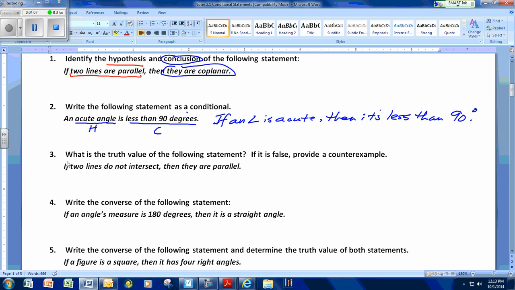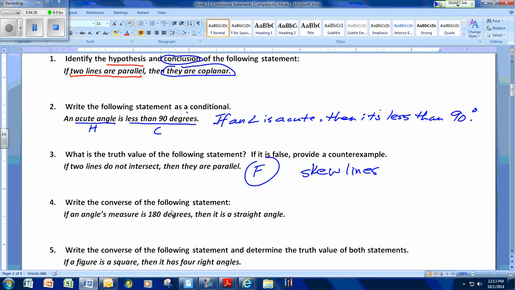Okay, next, number three, what is the truth value of the following statement? If it's false, provide a counterexample. If two lines do not intersect, then they are parallel. That's false. I know that skew lines would be my counterexample.